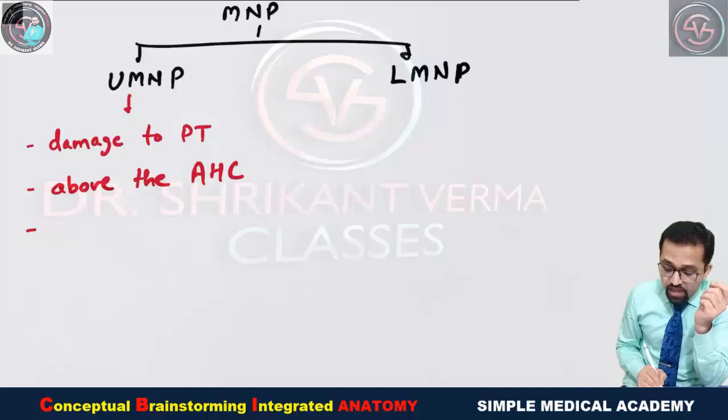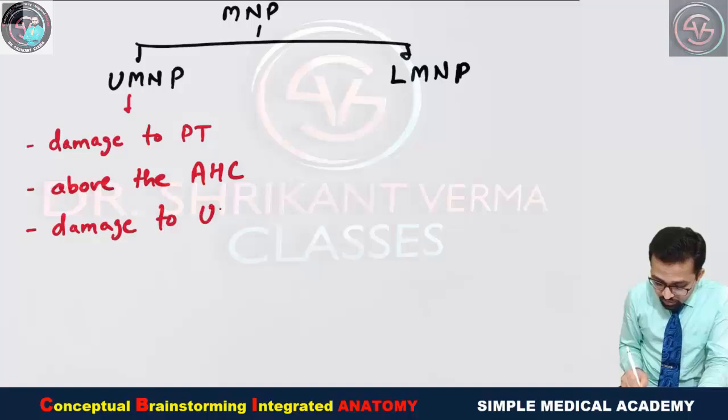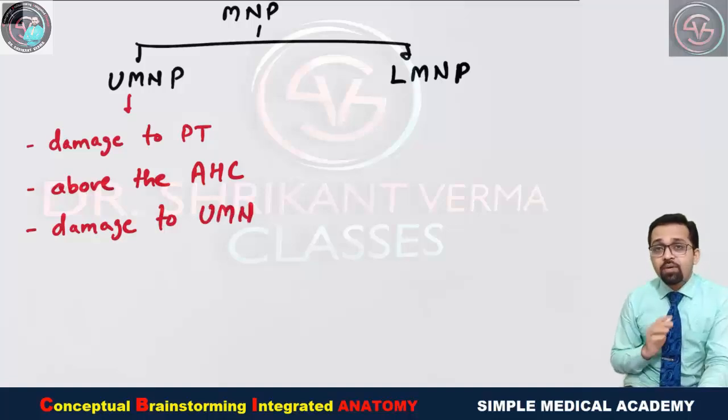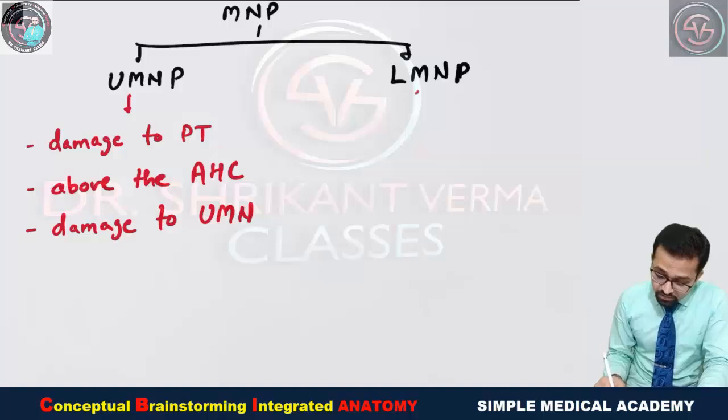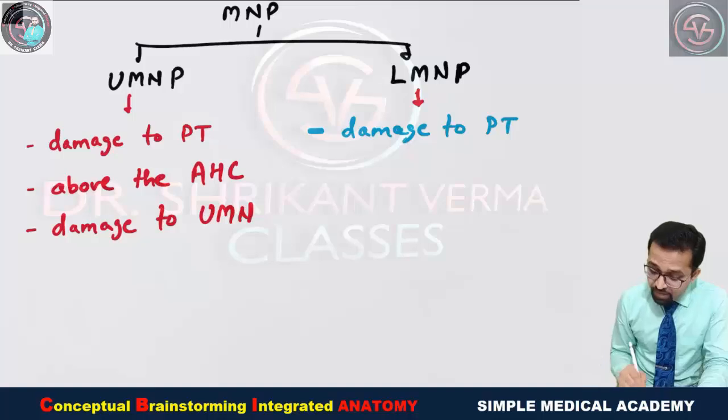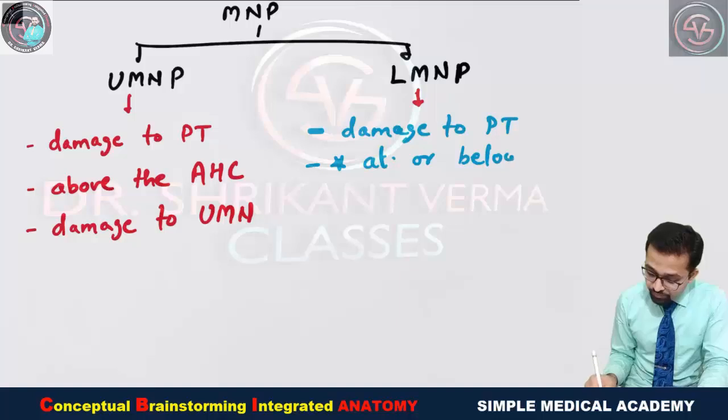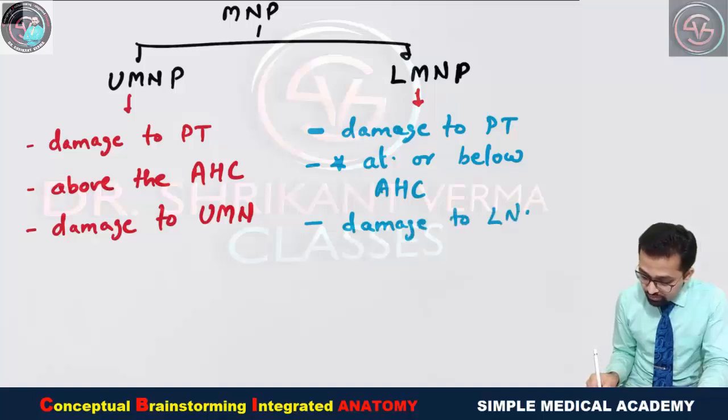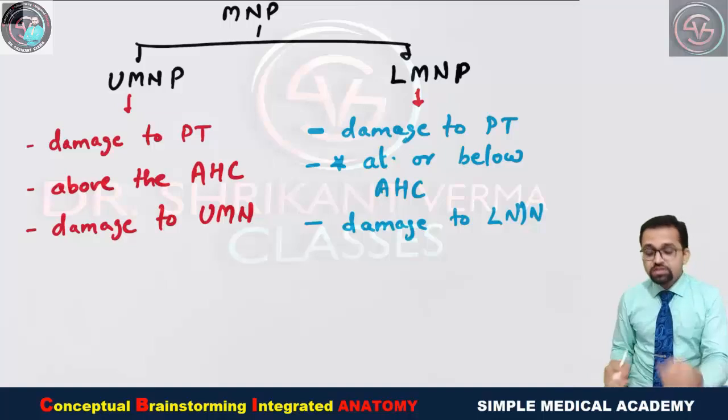Okay, and another fact what you have to remember: damage to upper motor neuron is known as upper motor neuron paralysis, while the lower motor neuron paralysis is damage to pyramidal tract, especially you can say lateral corticospinal tract, but what you have to remember, at or below the anterior horn cell, and remember, yes, it is the damage to lower motor neuron. So this is the difference.